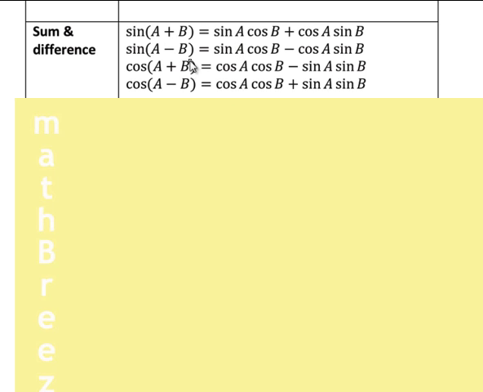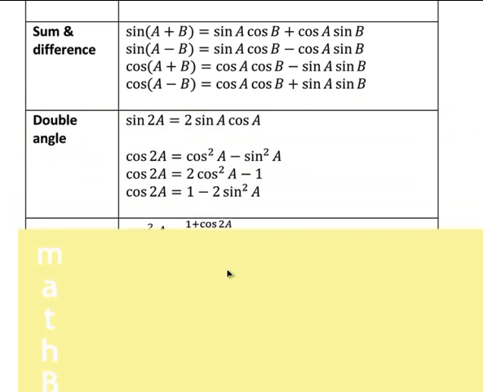And the plus corresponds to a plus, and here we have a minus corresponding to a minus. Now with cosine, it's cos, cos, sine, sine, and here a plus corresponds to a minus, and a minus corresponds to a plus, the opposite of sine. So these are the sum and difference formulas.